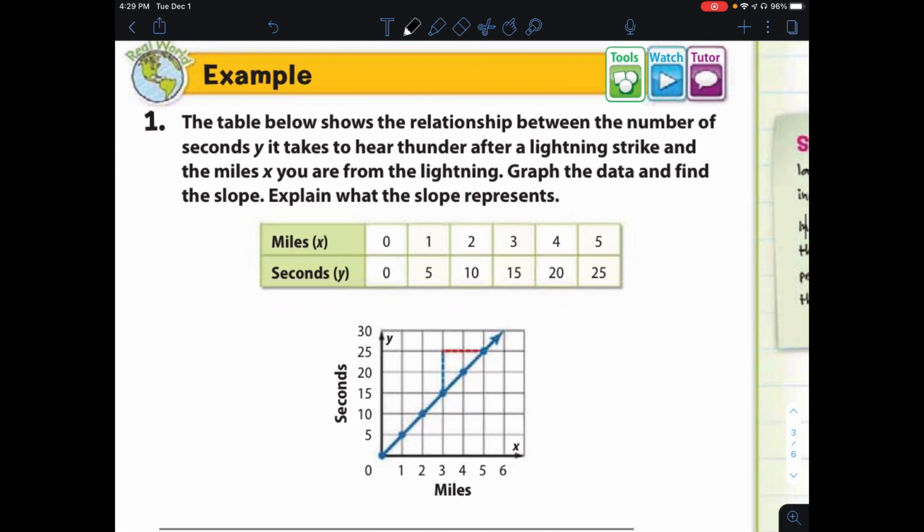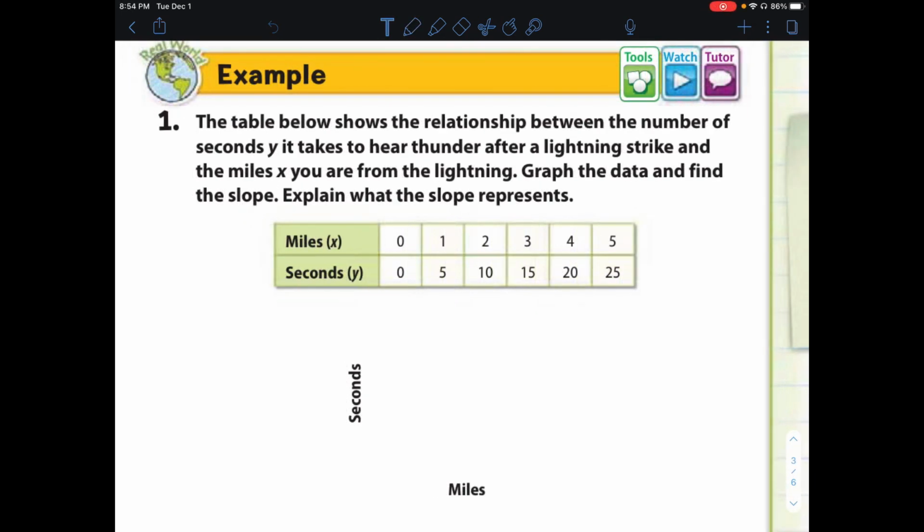Let's take a look at example 1 and see how that works. So example number 1, the table below shows a relationship between the number of seconds y it takes to hear the thunder after a lightning strike and the miles x you are from the lightning. So graph the data and find the slope. Explain what the slope represents.